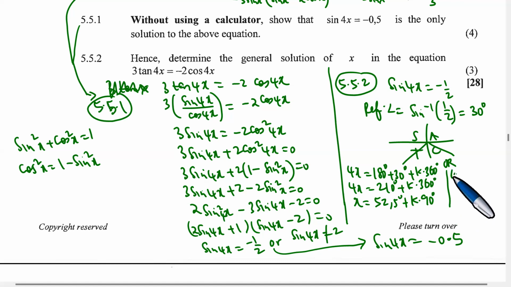You also have 4x is equal to, so to get this one here, it's going to be in the 4th quadrant, which is 360 minus 30 plus 360 degrees times k, where k is in z. So this is 330 plus 360 times k.